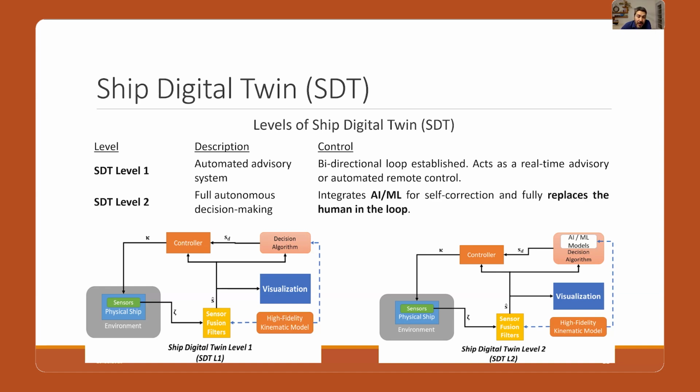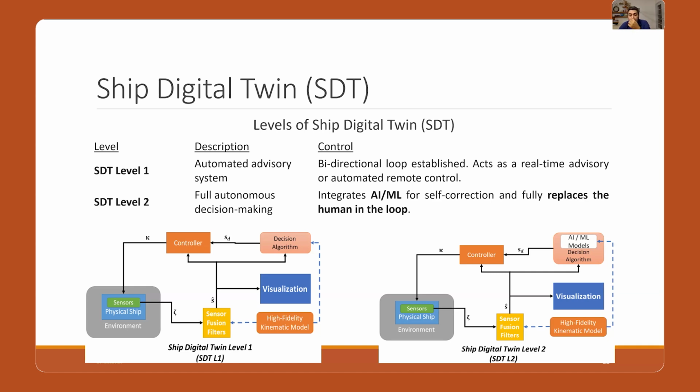Here you see a kinematic model, and it feeds the sensor fusion filters. You see the arrow coming from sensors here, and it's also fed by the high-fidelity kinematic model, because you have to filter out the noise induced by the sensors, and that is being done by high-fidelity kinematic models. And the data produced here goes back to the controller, you see, and also to the decision algorithm. The kinematic model is integrated into the sensor fusion filters to improve the accuracy of the ship state estimations, thereby enhancing the performance of both the decision algorithm and the controller, you see the two arrows.